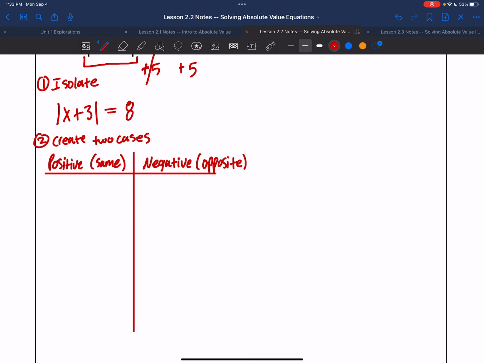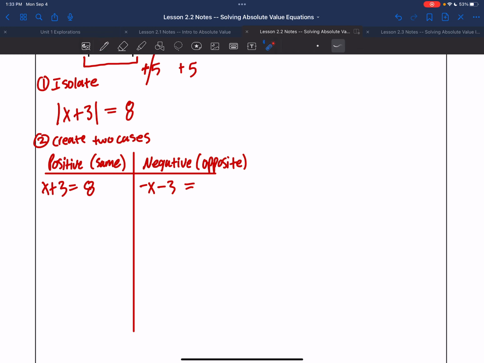So here's what this looks like. On the positive case, you have x plus 3 equals 8. You just drop the bars. It's the same function as it is inside, x plus 3. But the negative case means it's the opposite signs of what's inside there. So positive x becomes negative x, and positive 3 becomes negative 3. 8, however, that's not part of the function.